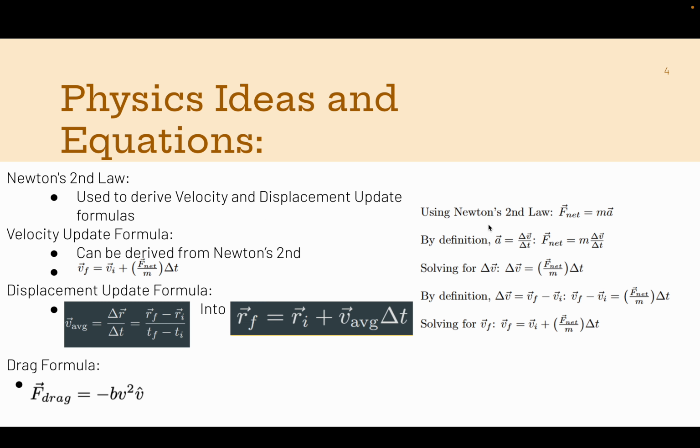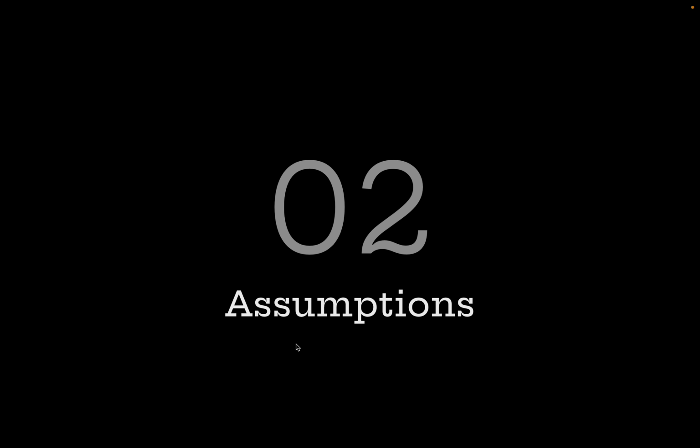So the basic physics ideas and equations are Newton's second law. We use this to derive two of our formulas. We have the velocity update formula and the displacement update formula, which you can see in the pictures, and for the velocity update I also derived it. We also have the drag formula, which is equal to negative b v squared v hat, which is the negative drag coefficient times the speed of the projectile squared times the unit vector of the projectile.